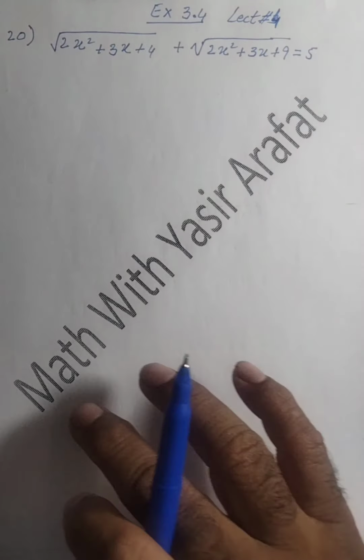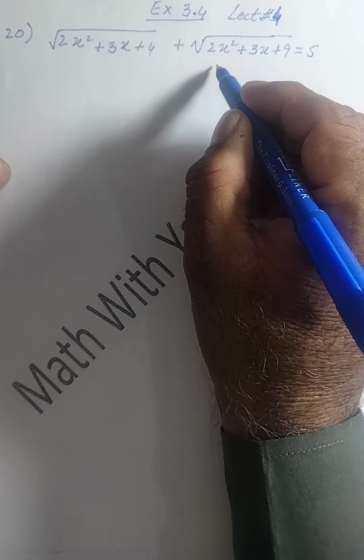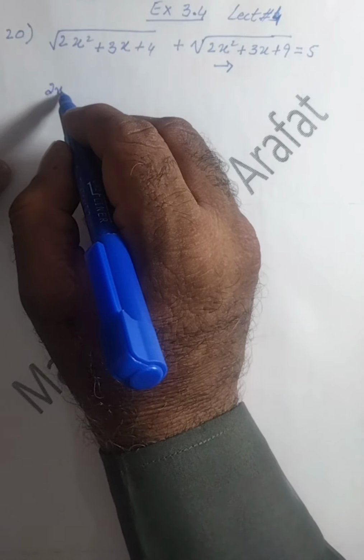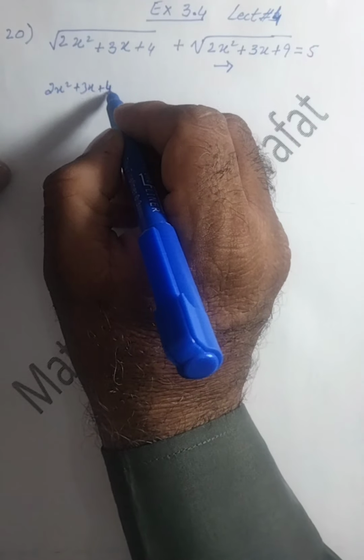You're watching Math with Yasir Arfat, and we have the fourth lecture of the last lecture on exercise 3.4, and this is question number 20. We have two radicals here. So, one radical we have to shift to the right hand side, and then we have to take out the squaring on both sides. The same point which we have discussed in the previous question as well.